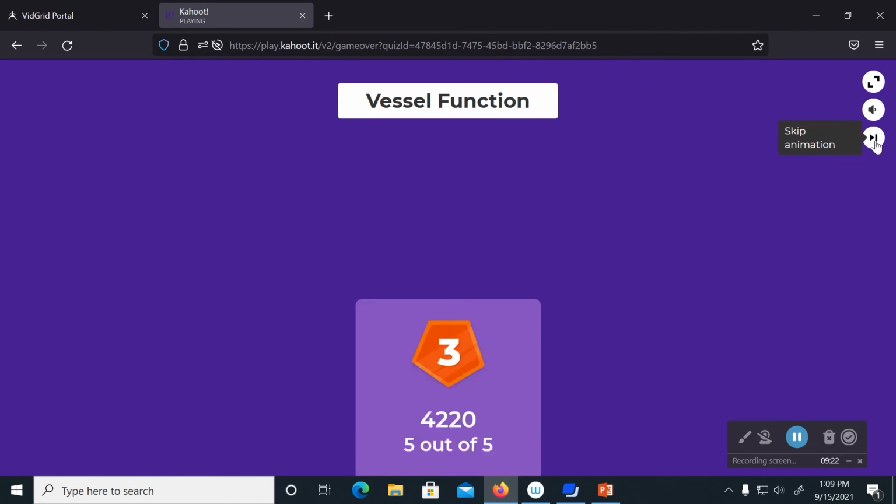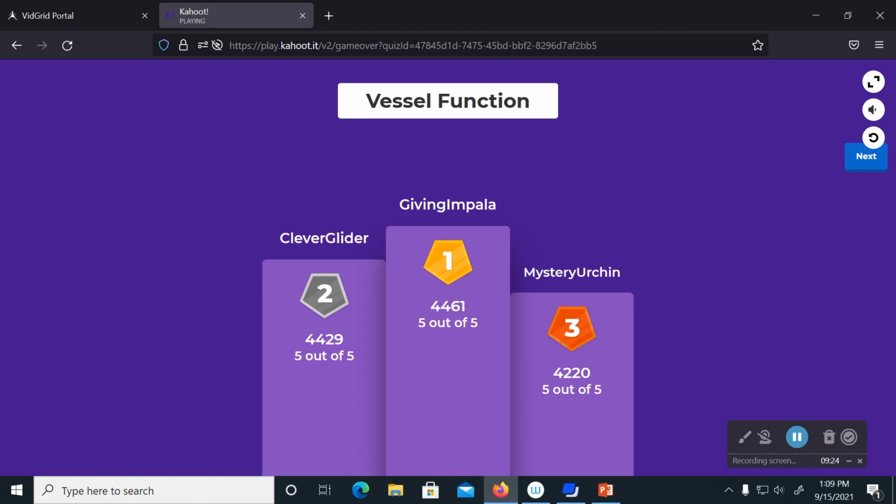All right, let's see who our winners are. The fast version. The Giving Impala. Very good. Nicely done.